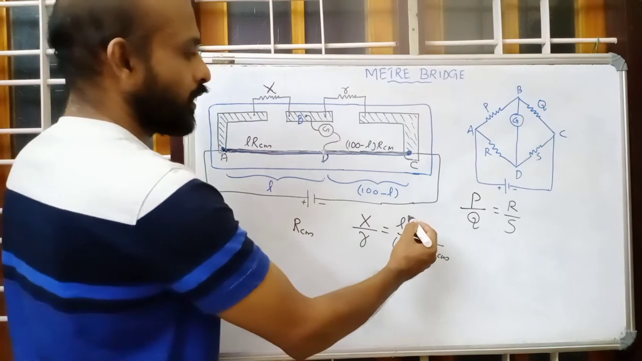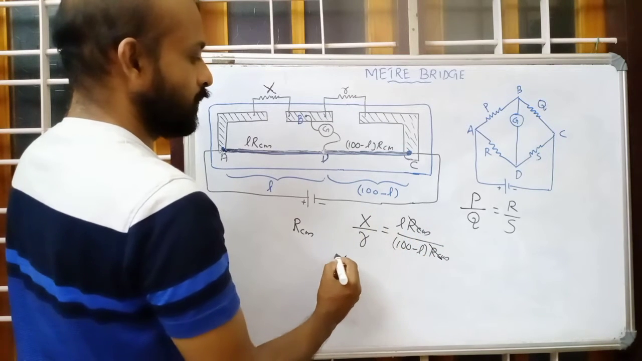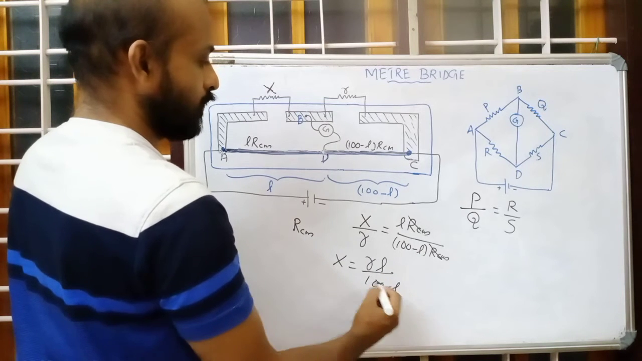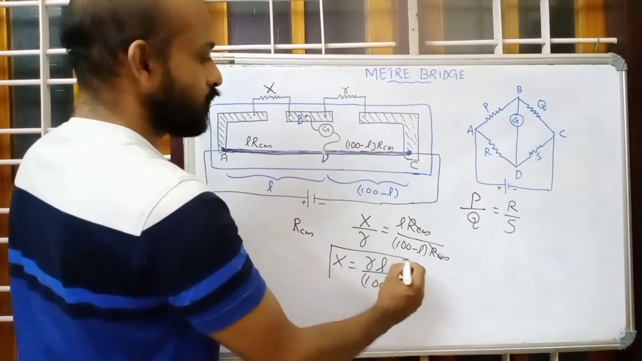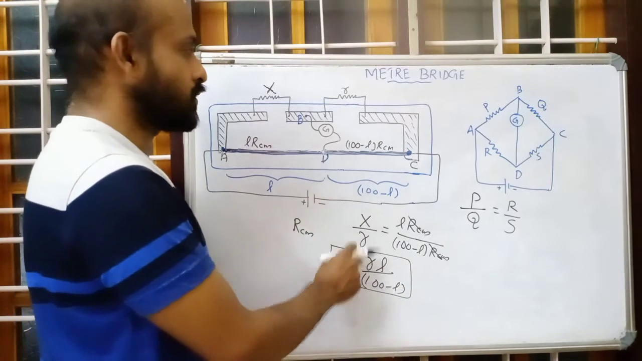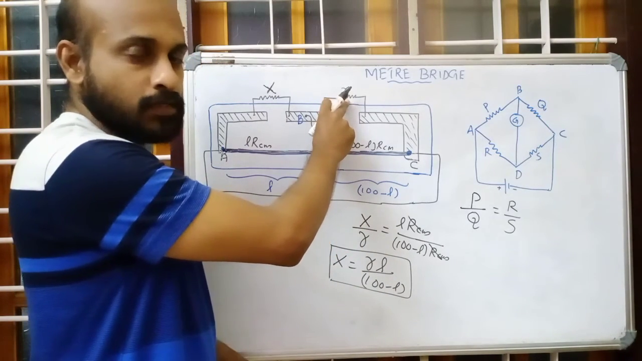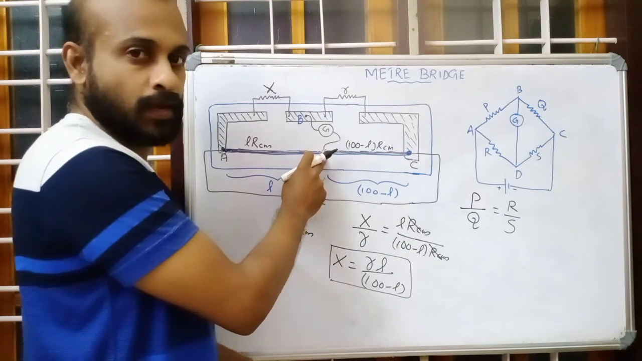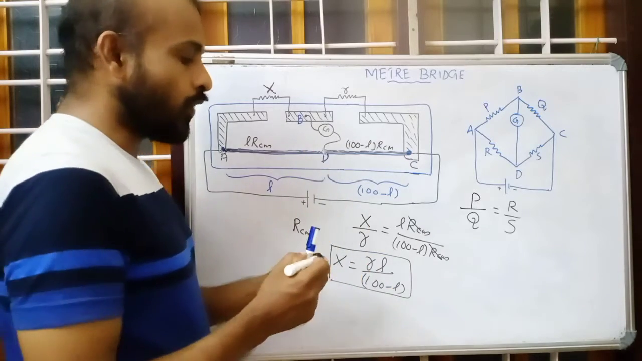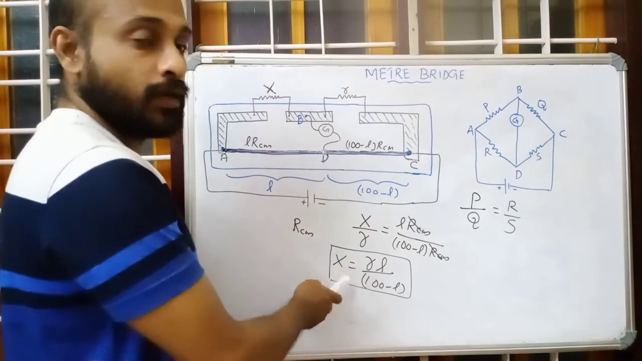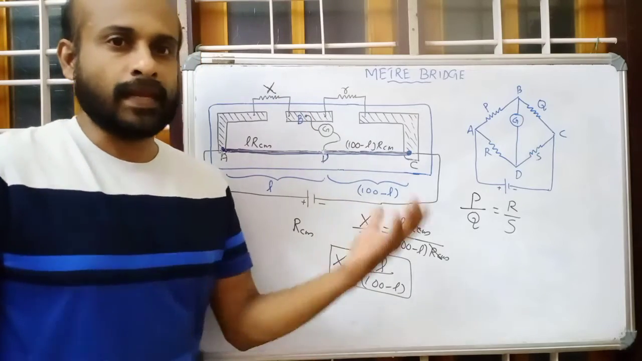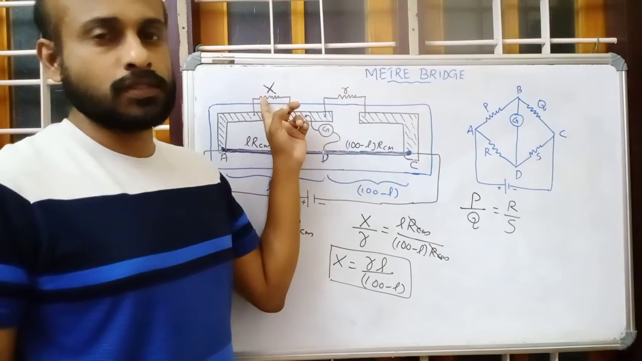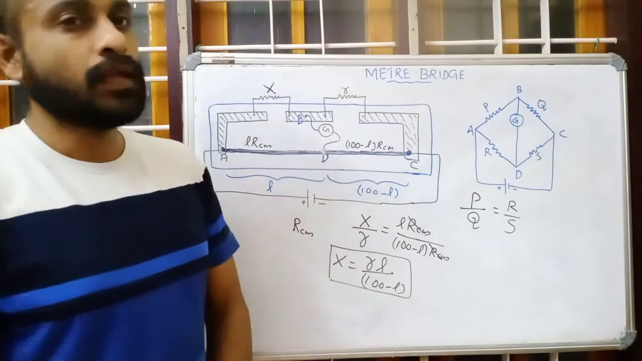Now what I am going to do is cancel RCM. Then what will be X? Unknown resistance X equals R into L by 100 minus L. So to find the unknown resistance, what do we know? We know the resistance box value, which we can easily find out. L we will measure from this end to the point where it is balanced. Then 100 minus L. So knowing the values of L and R, we can find the unknown resistance. In this manner, using a meter bridge, we can find the unknown. If you know the known resistance, then the unknown resistance we can easily calculate with the help of the meter bridge.